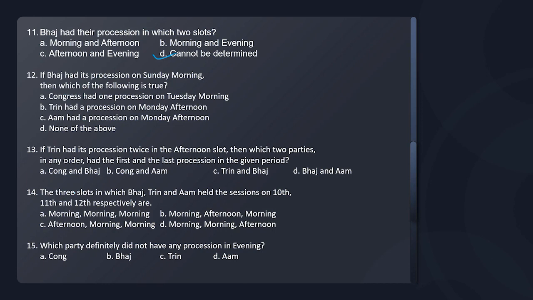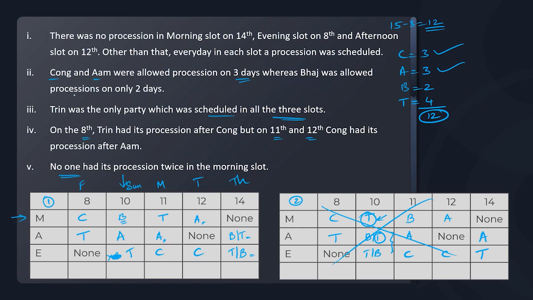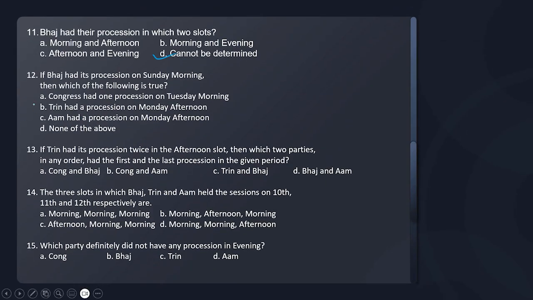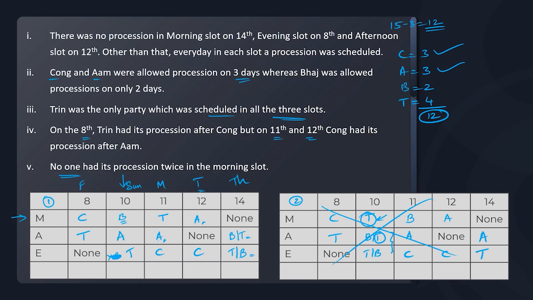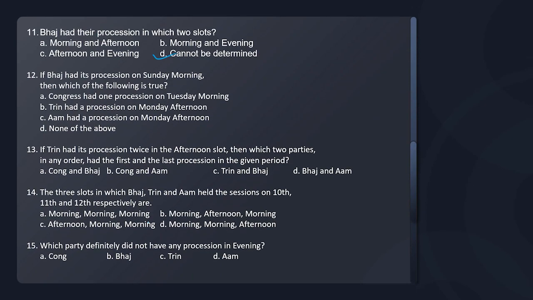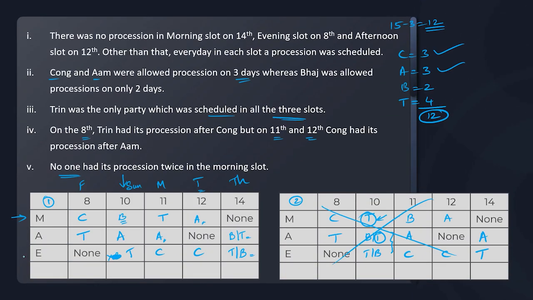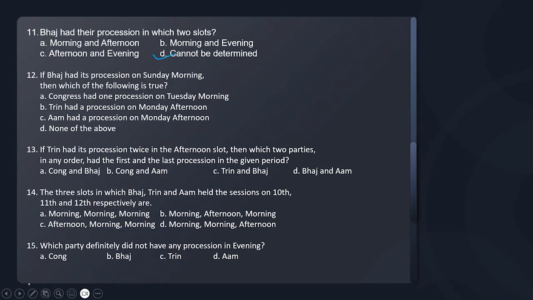Option A: C had one procession on Tuesday morning. Where is that? Tuesday is 12th, 12th morning. No, that is not correct. So A is incorrect. Option B: T had a procession on Monday afternoon. Monday is 11th. 11th afternoon is A, not T. So that is also wrong. And option C: A had a procession on Monday afternoon. That is correct. We just saw this. So the correct answer for question number 12 is option C.